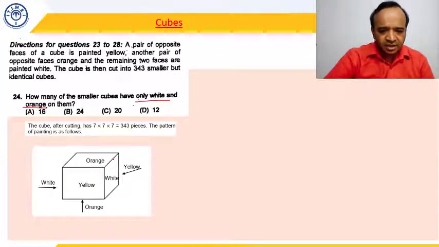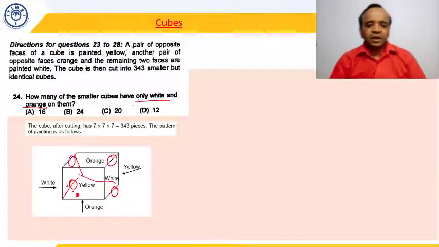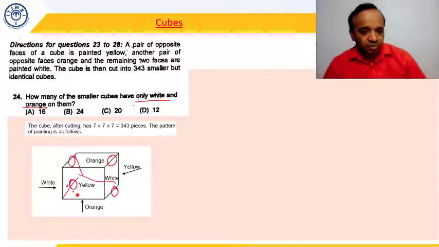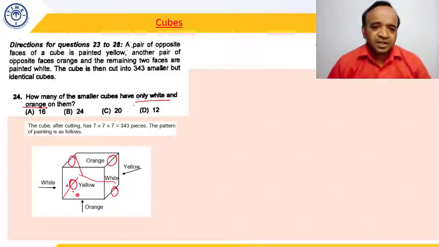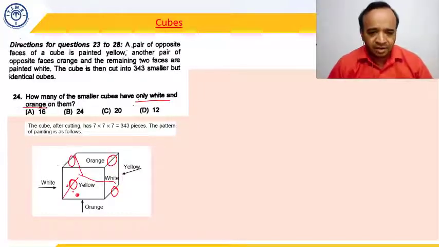Just check here how many such edges are possible with white and orange. White and orange, this edge, yes, orange, white. Just look at this one, orange, white. This is also orange, white. Now look at this, orange, white. And just behind it, we have this edge also white and orange. Is it clear? So how many such edges do we have? Four such edges are available.